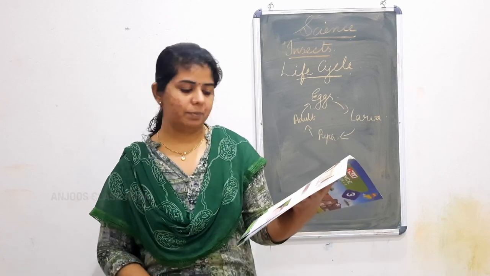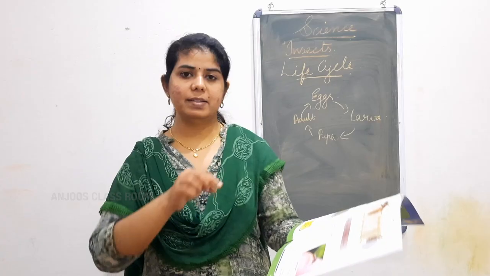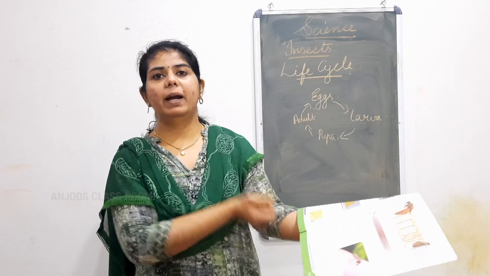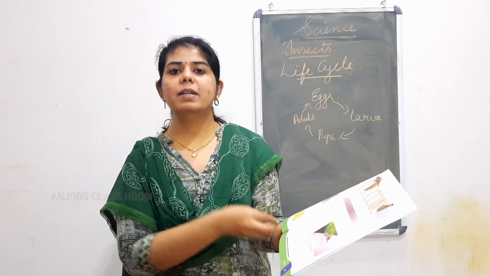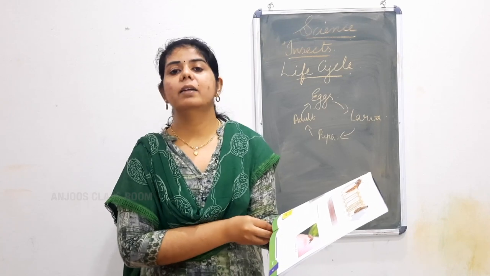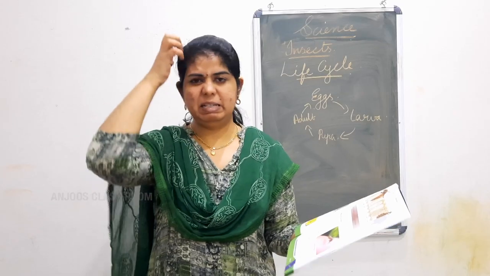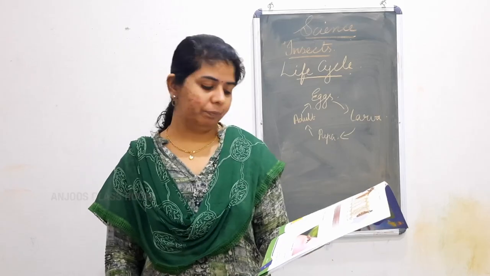Again, mosquitoes. Mosquitoes pass on the germs to your body through their bites. You know, mosquito, what will they do? They are not sitting in the food. Instead, they will come and bite on our body. And what happens? Through that bite, inside the blood, the germs will enter. Head lice that live in hair cause itching. There will be an itching problem.